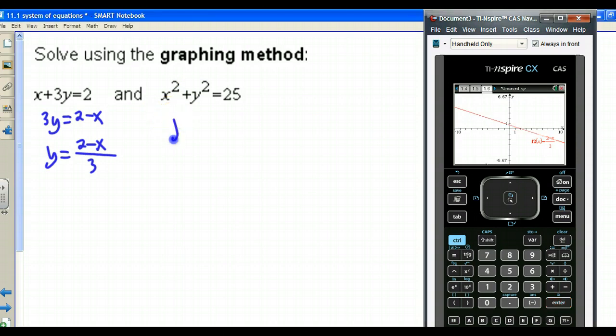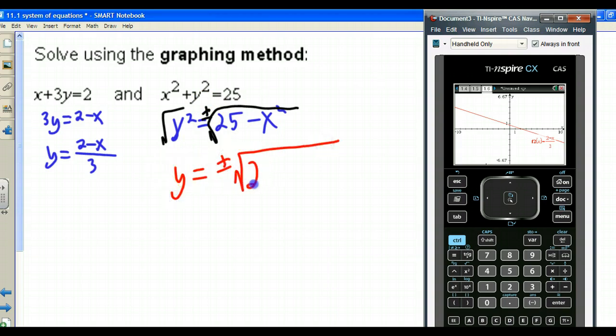So I get y squared equals 25 minus x squared. To solve that, I'll need to take the square root of both sides. Don't forget plus or minus on one side. So you get y equals plus or minus square root of 25 minus x squared. That doesn't simplify. The square root of that is not 5 minus x there. And so you're just done.